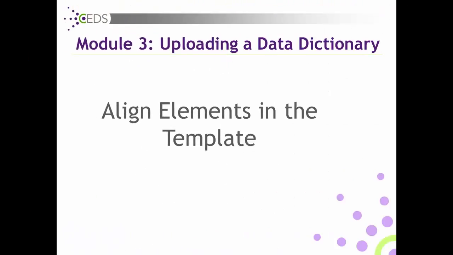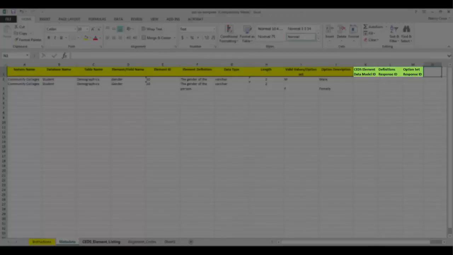This section will explain how to align your data elements to CEDS within the Excel template prior to uploading. If you do not wish to align your data dictionary in the template, you can save the completed template and upload it to the tool as described in the next topic. However, if you want to align your elements to CEDS prior to uploading, you will use the last 3 columns on the Metadata tab.